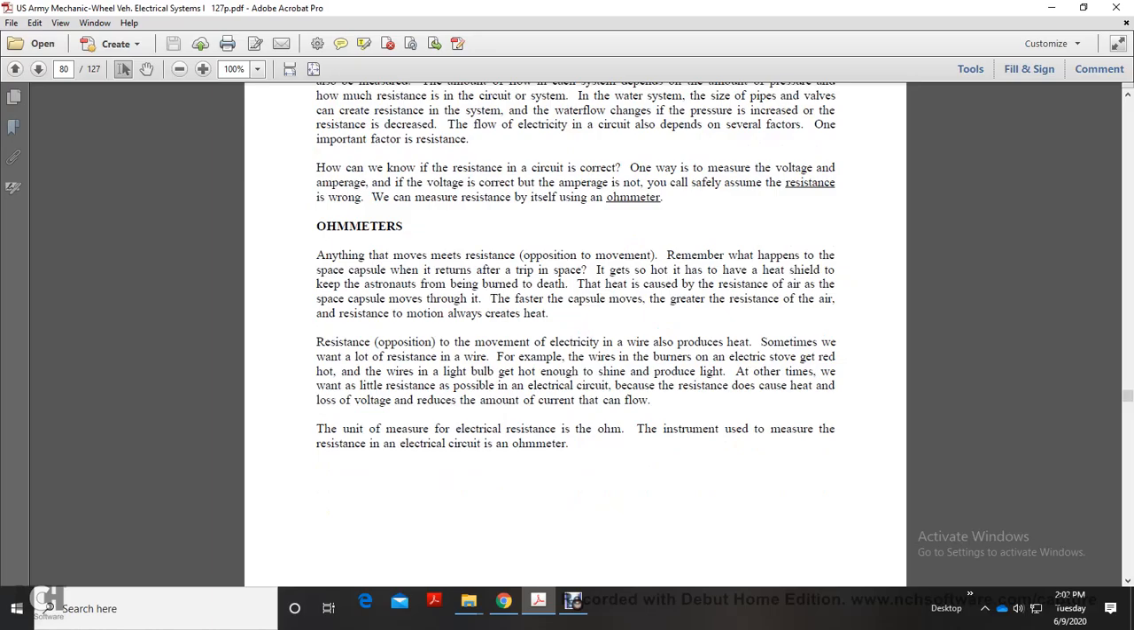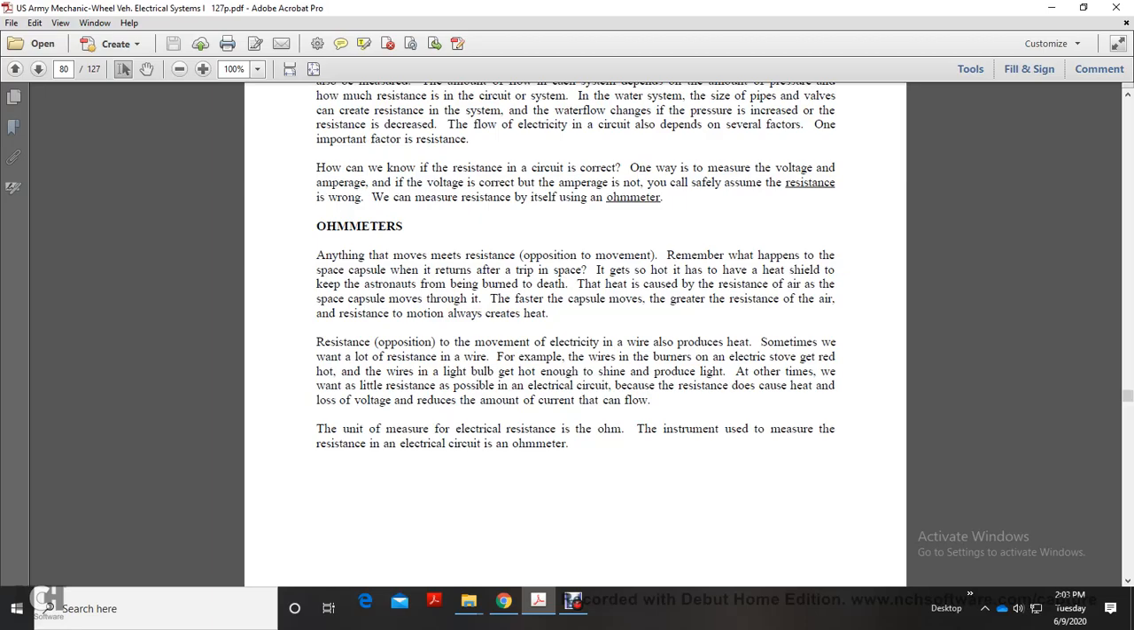The resistance, or opposition to movement of the electricity in the wire, produces heat, which sometimes we want. For example, the wires in the burner of an electric stove get red hot, and wires in a light bulb get hot to shine and produce light. At other times, we want little resistance in a powerful electrical circuit, because resistance causes heat, loss of voltage, and reduces the amount of current that can flow. The unit of measure for electrical resistance is the ohm.